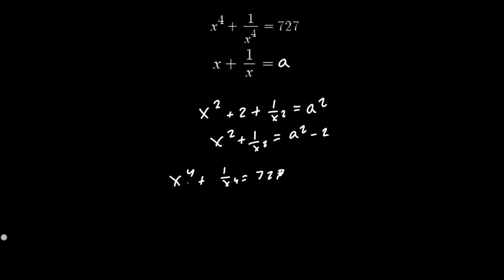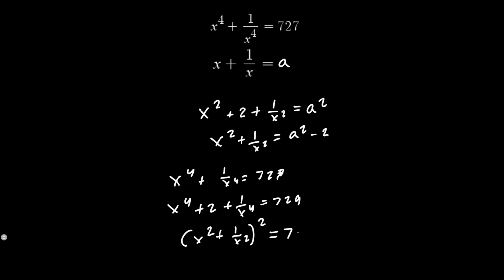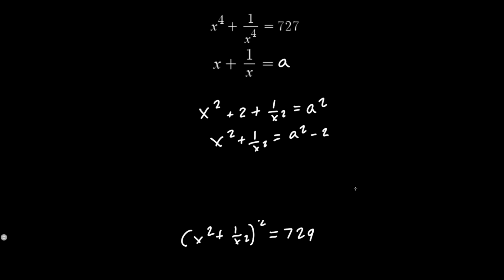What we can do is make the left-hand side a perfect square. To do that, we're going to simply add 2 to both sides, which will give us x to the 4 plus 2 plus 1 over x to the 4, and that is equal to 729. And if we have this become a perfect square, we have x squared plus 1 over x squared, all squared, is equal to 729. And we know that x squared plus 1 over x squared is equal to a squared minus 2. So, woohoo! We found a very good shortcut.